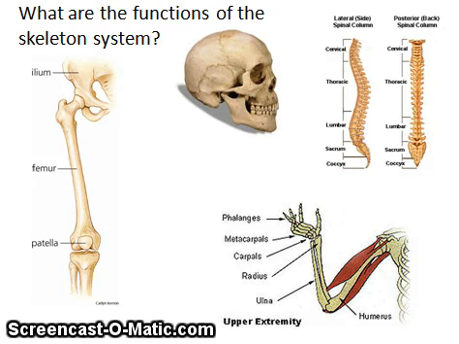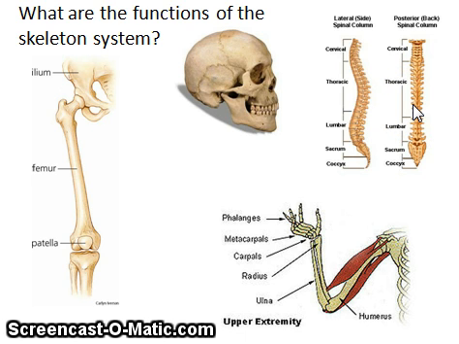What are the functions of the skeleton system? There are 4 functions to the skeleton system, and they are shape and support, protection, movement, and blood production. The skeleton system gives us our shape and provides us with a supporting framework to prevent us from collapsing. For example, our vertebrae holds us up straight.